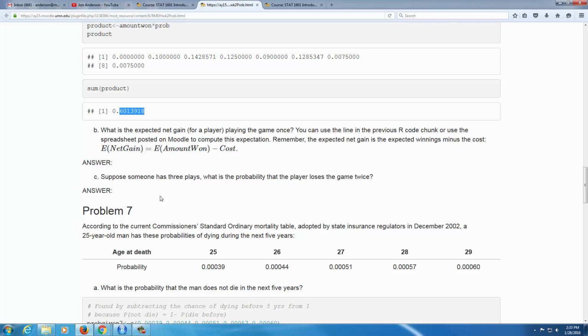In part C, we're asked about playing the game 3 times. And what's the probability the player loses the game twice? Well, this is a probability system with 3 stages, 1 for each play. And so it would be wise of you to construct a 3-layer tree diagram. The first set of branches for the first play, the second set of branches for the second play, and then the third set for the third play. You've seen a tree like this in the notes when we did a 3-question multiple choice exam. Instead of getting it right or wrong, you can win or lose.